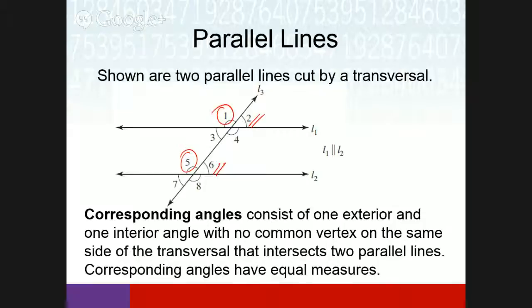How are they paired together? If I said 1 and 5, they're corresponding. If I said 1 and 8, they're alternating exterior. If I said 3 and 6, they're alternating interior, right? Alternating interior, alternating exterior, and corresponding are all congruent, right?